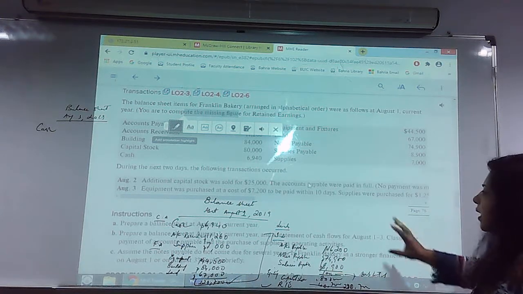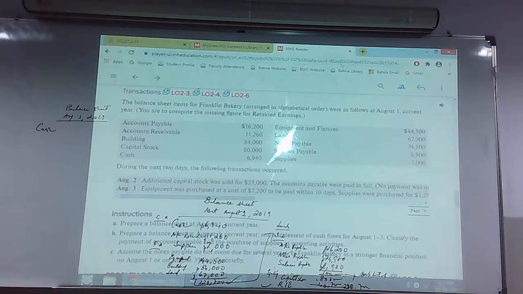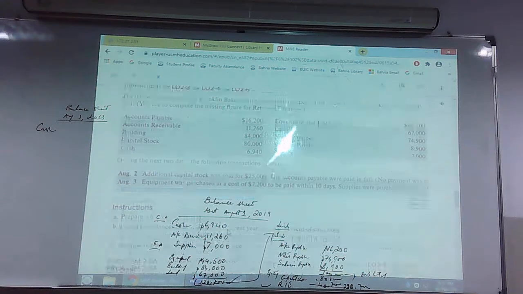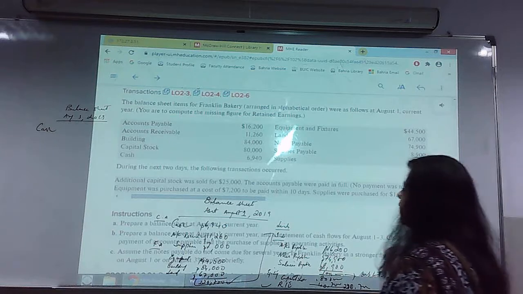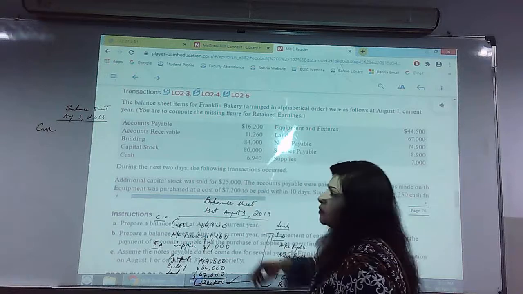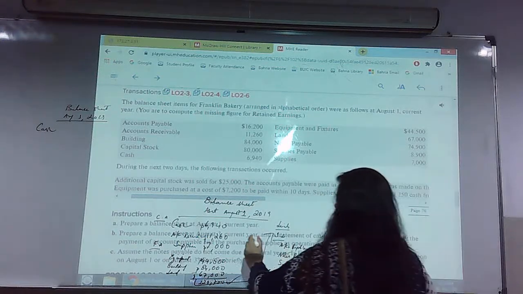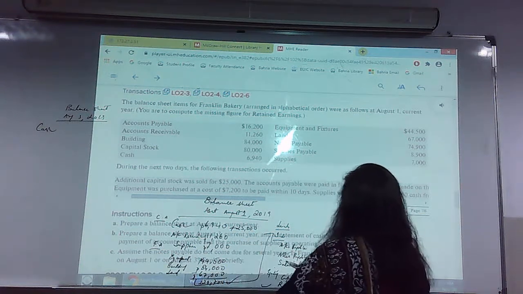Now when you take account of all these transactions, I'll just tell you how to do the effect of these transactions. Now what happened during the next 2 days? If you look, you see that the capital stock was sold for $25,000. So now your cash should have plus $25,000. That means the total should be more.